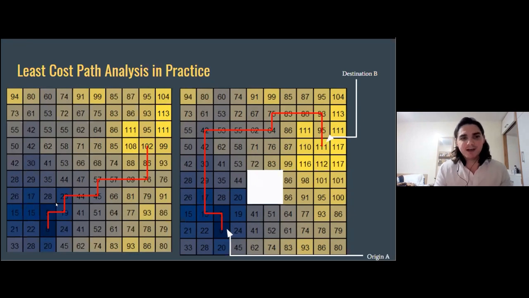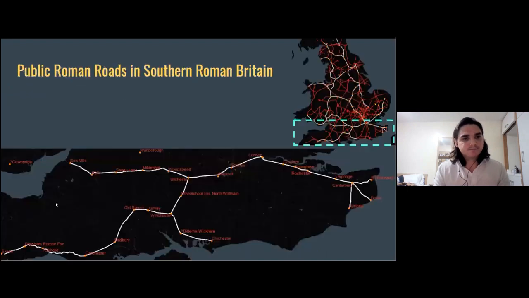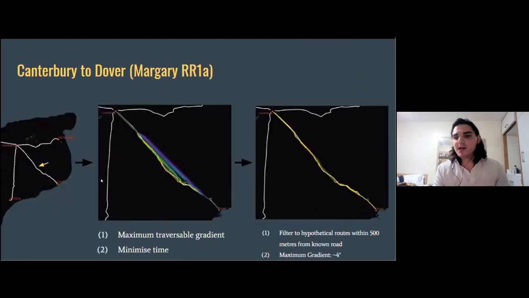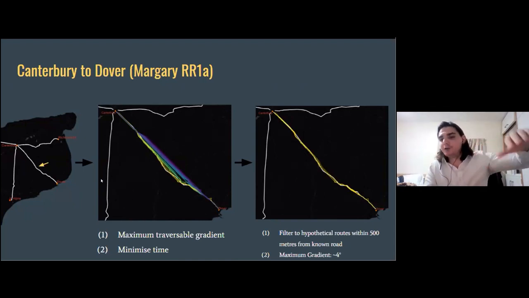But in the case, I probably should have mentioned, of the actual modeling of the roads, this is based on the Ordnance Survey digital elevation model, the 50 meters elevation model. So this one takes into account the elevation and the difference between all of the cells to then be able to calculate how long it takes for you to travel.